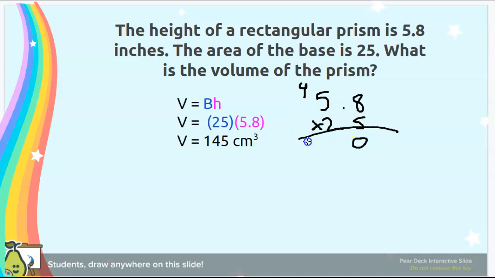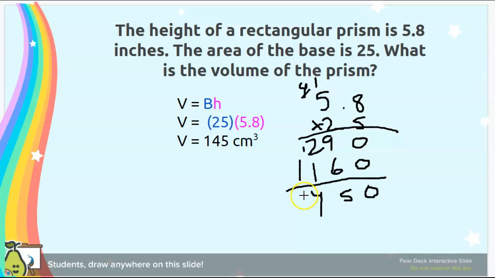25 plus 4 is 29. 0. 8 times 2 is 16, carry the 1, get rid of that 4. 5 times 2 is 10, plus 1 is 11. 0. 9 plus 6 is 15. 2, 3, 4. So I have 1,450, but I have one decimal place value, so I got to move this over into the tenths. So 145. Just make sure that you put that decimal back in.